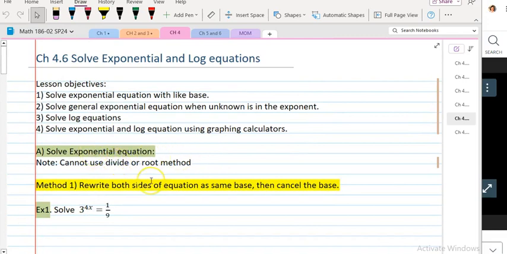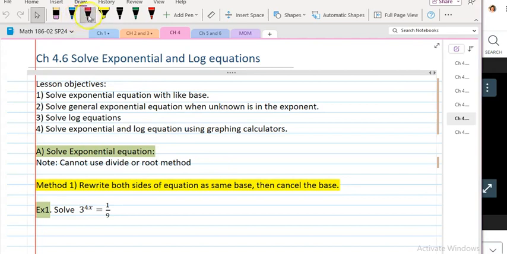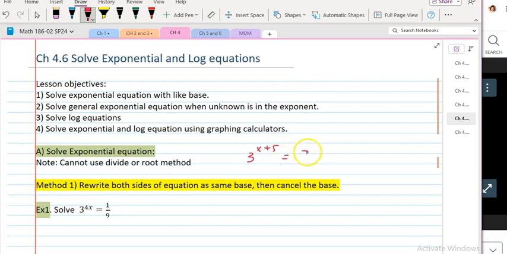What is an exponential equation? An exponential equation is an equation where the unknown is in the exponent. For example, 3 to the x plus 5 equals 7, or e to the 0.1x equals 11. That's called an exponential equation. The unknown x is in the exponent.